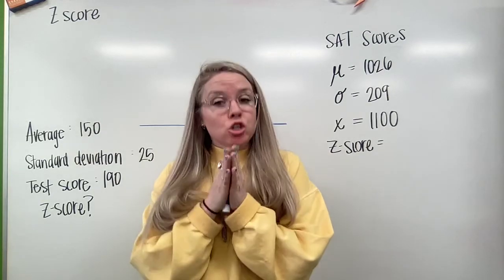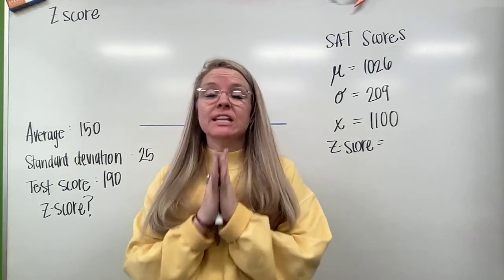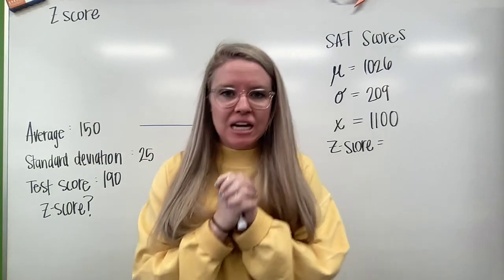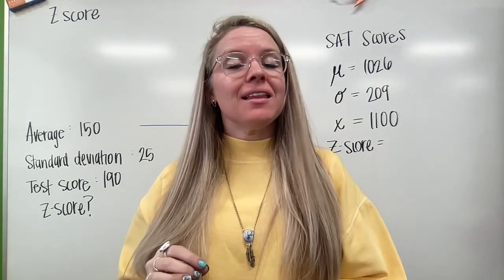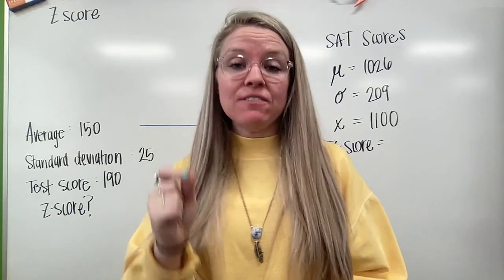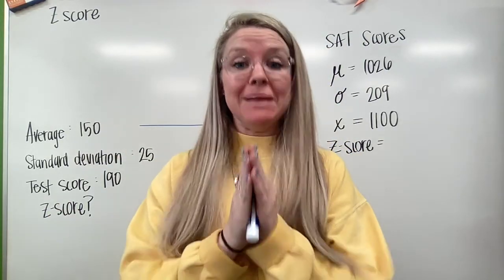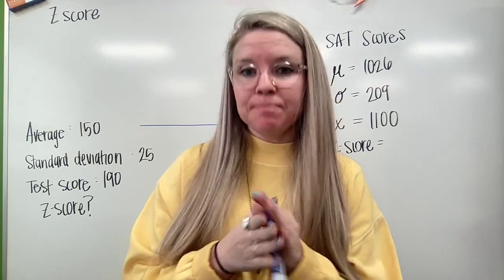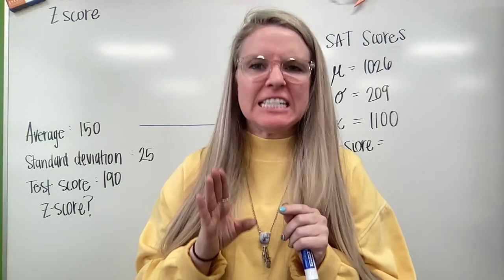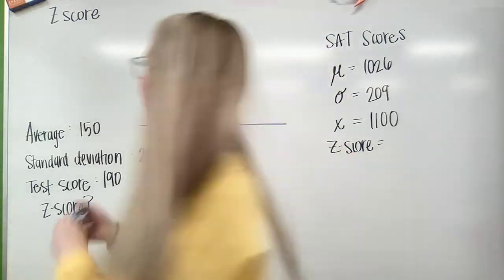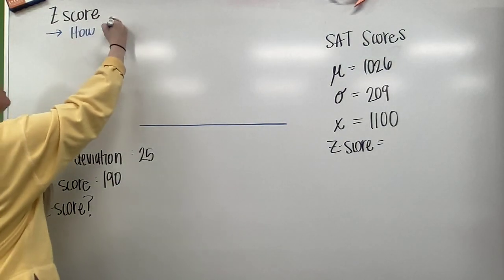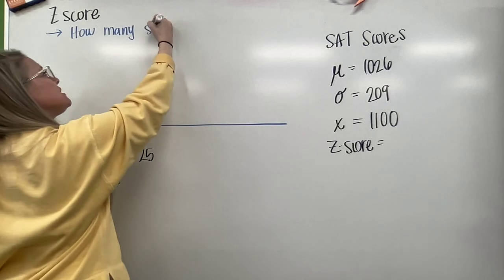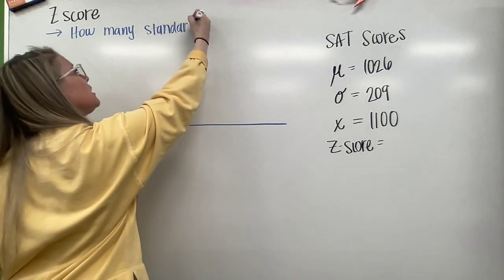All right. So what we're looking at for this video is what is called a z-score. A z-score is going to tell us how many standard deviations away from the mean our data point is. Yeah, I said data for you guys. Data. Okay? So all a z-score tells us is how many standard deviations from the mean.